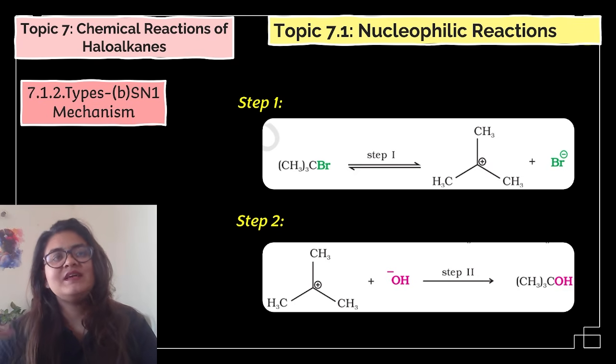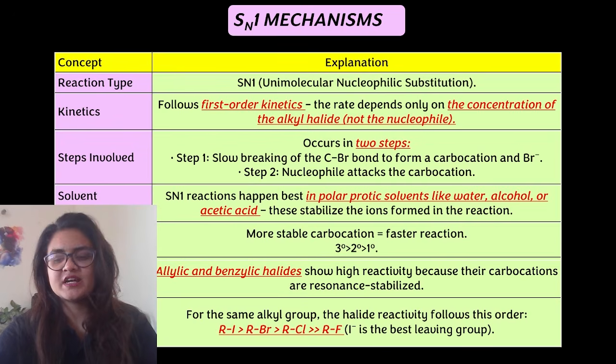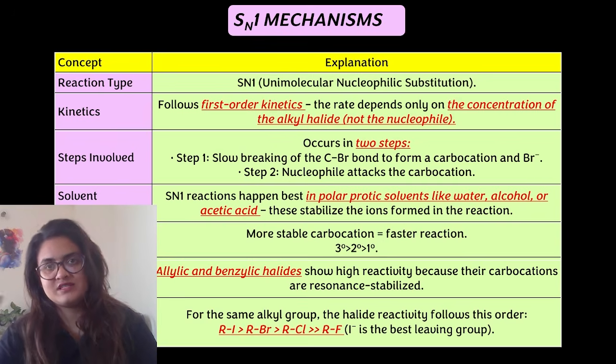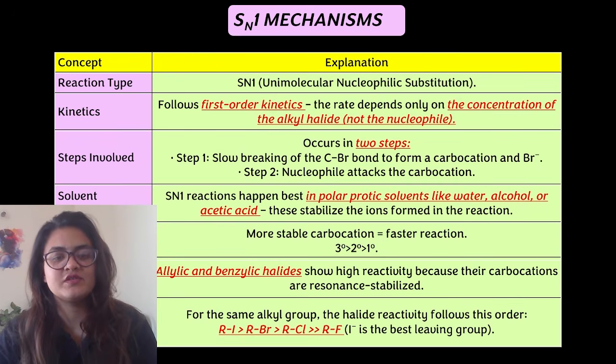In the first step, only the concentration of the reactant is involved, and thus you can tell that it's a first order reaction. So this is all the information about the SN1 in a single slide. You can see it's a unimolecular nucleophilic reaction, and it follows first order kinetics. It occurs in 2 steps. Solvent preference: definitely polar protic solvents. Why? Because it forms a carbocation, that is a positively charged intermediate, right? To stabilize the intermediate, you need a polar protic solvent.